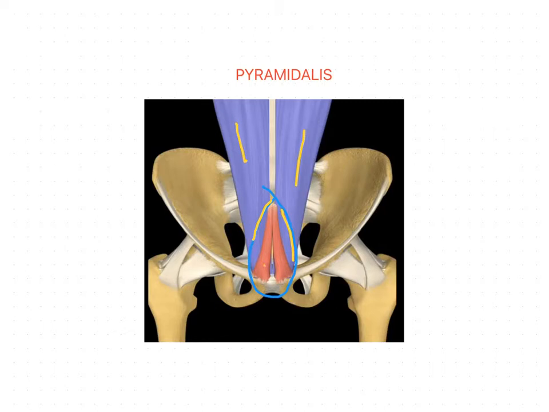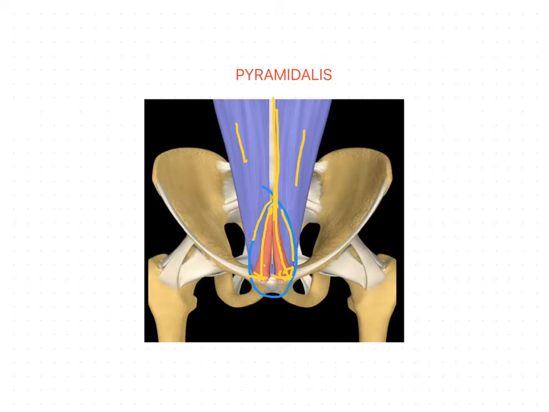Its origin is from the anterior surface of the body of the pubis by a rounded tendon, here. These fibers are inserted into the linea alba as far as the umbilicus, and this muscle is supplied by the subcostal nerve.